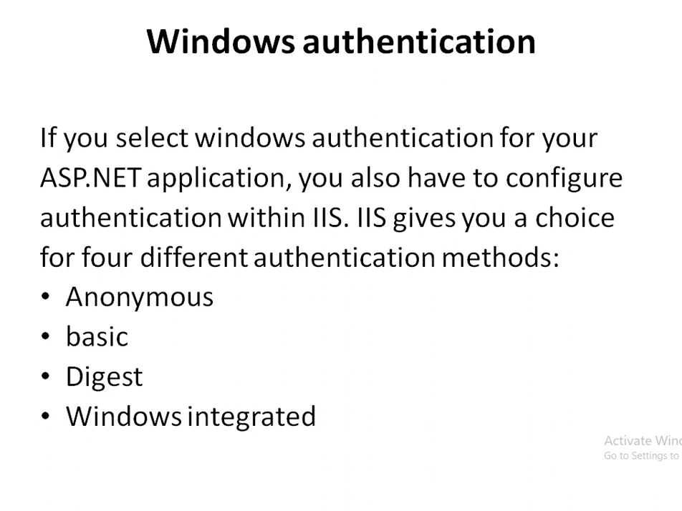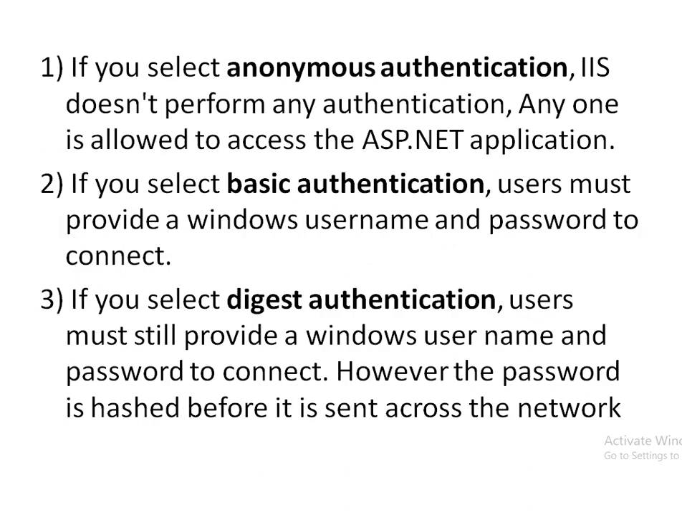If you select Windows authentication for your ASP.NET application, you have to configure authentication within IIS, as IIS is the first level of authentication. This is because IIS provides you Windows authentication. So IIS gives you four different choices to select which authentication you want to give. First one is anonymous, second is basic, third is digest, and fourth is Windows integrated. If you select anonymous, it means that IIS is not going to perform any authentication here. Anyone is allowed to access this ASP.NET application.